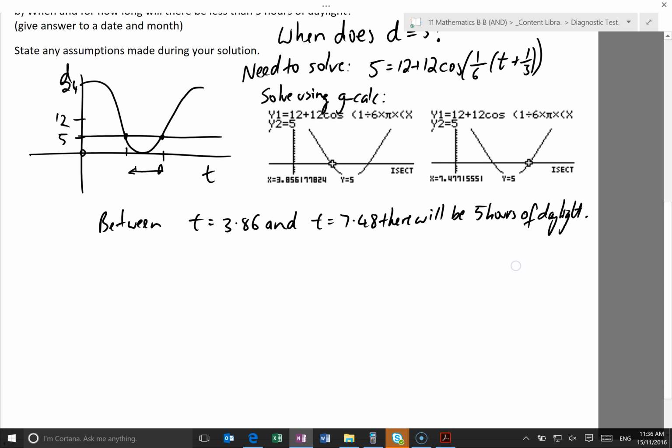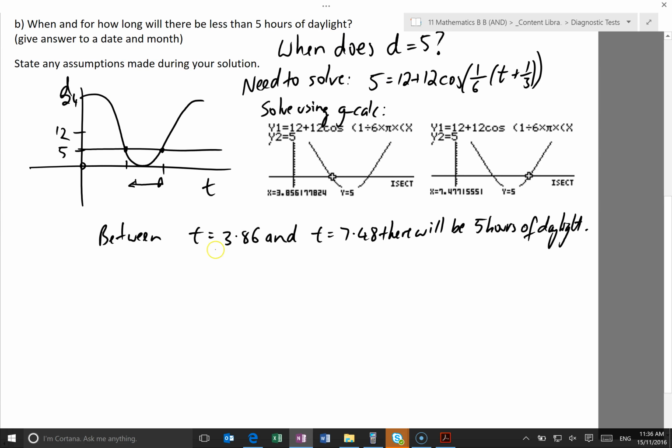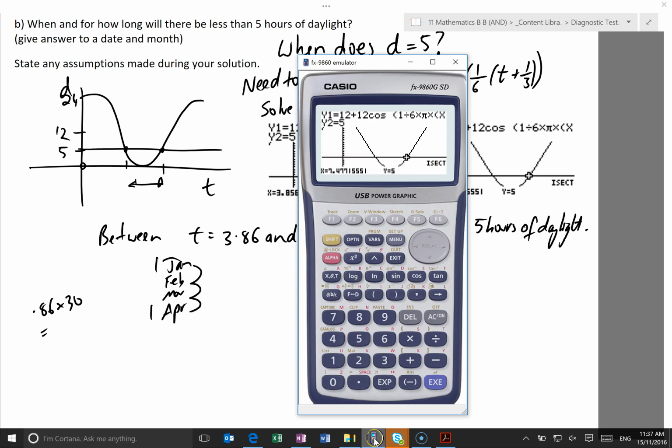We can convert these into months and dates. I'll give the answer to the correct month and date. So this first one, 3 months. So I started at 1 Jan, so I need to go 3 months down. So I know I'm in April. And then I need to go 0.86 of 30 days into April. So 0.86 times 30 will give me how many days past the first that I need to go.